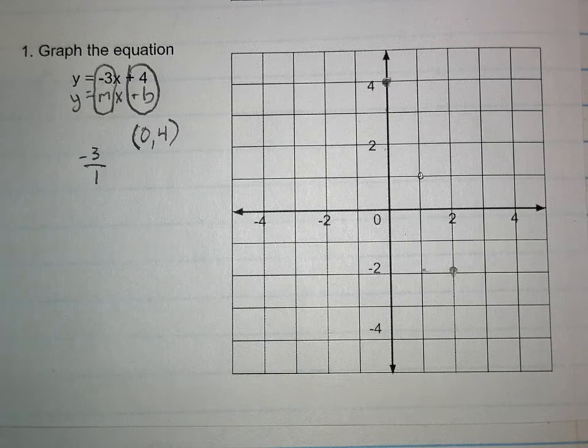Did you go to the right? I did. Why? I don't know. You said go to the left.